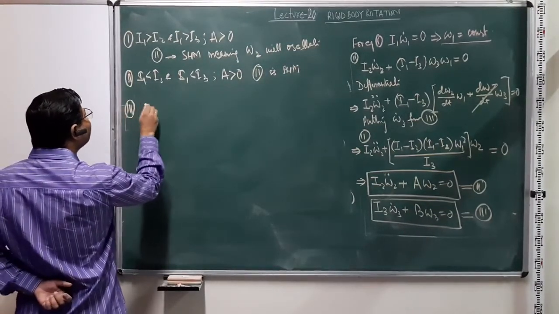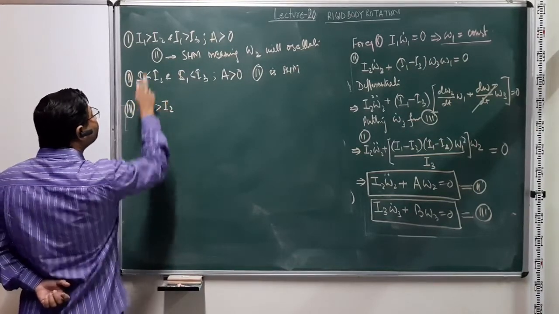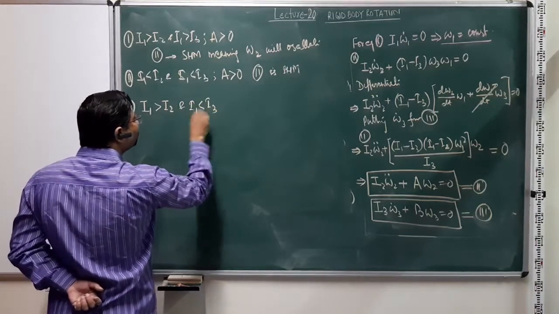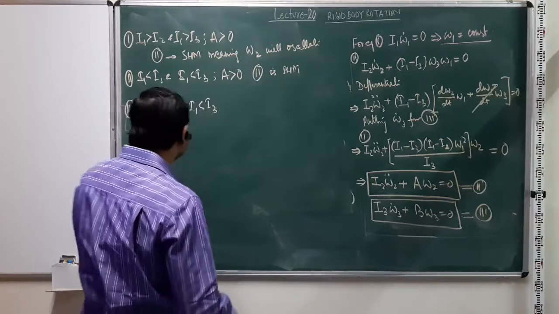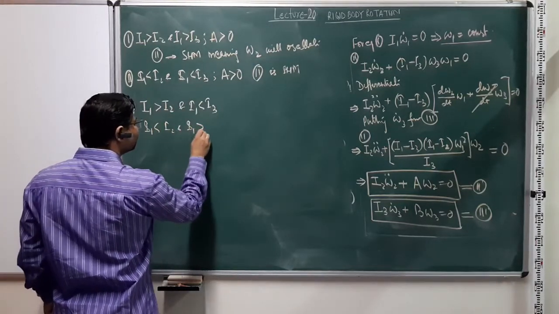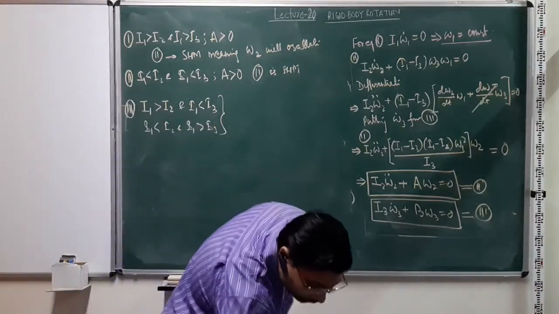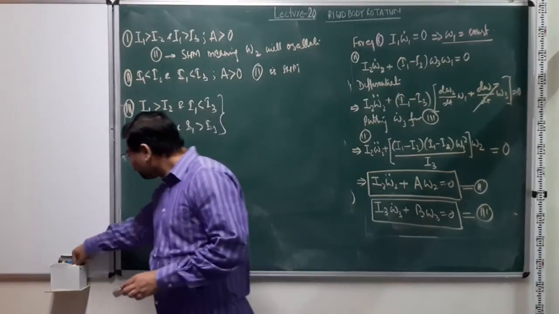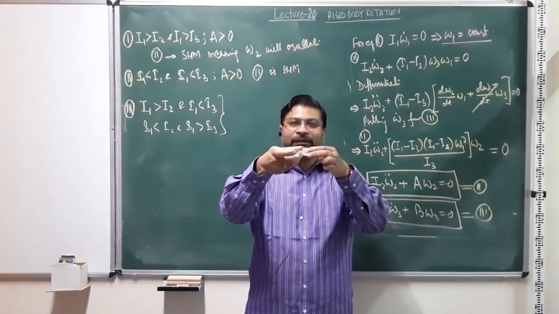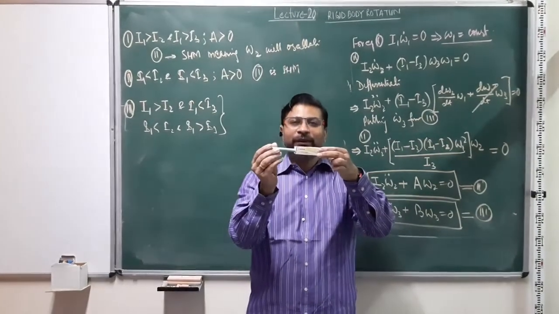The third case is rather more interesting. Let's say I1 is greater than I2 and I1 is less than I3, or there could be the other way around: I1 is less than I2 and I1 is greater than I3. When is that the case? In our system, it is about this axis, because the moment of inertia about this axis is less than about this axis and more than about this axis.